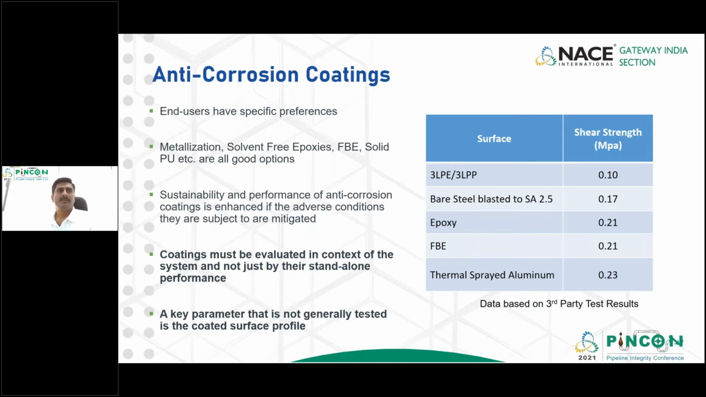Anti-corrosion coating. This is the last barrier to the steel surface. The designers must specify the surface profile to aid with thermal insulation bonding. Metallization, TSA or TSZ, solvent-free epoxies, FBE, and solid PU coatings are some of the good options when polyurethane is selected as an insulation material. The table provides the shear strength values with respect to the surface profile of various anti-corrosion coatings.